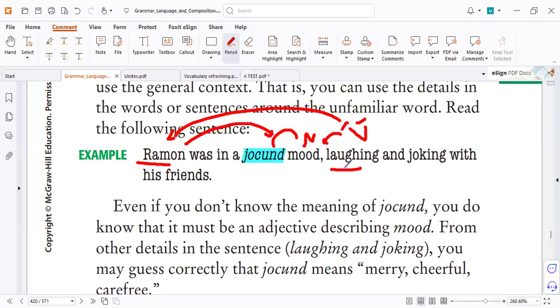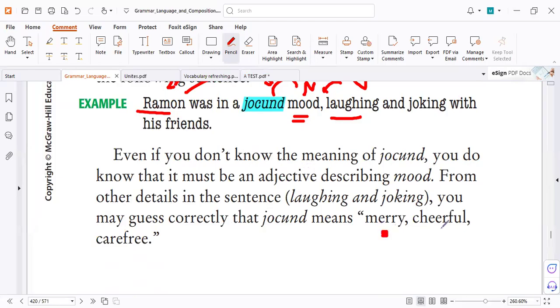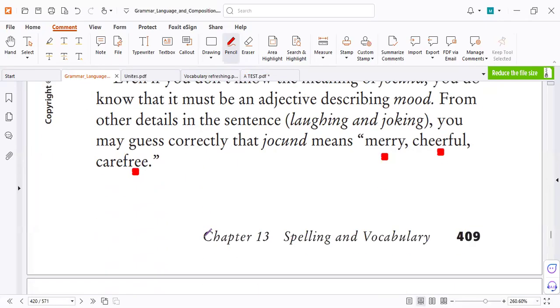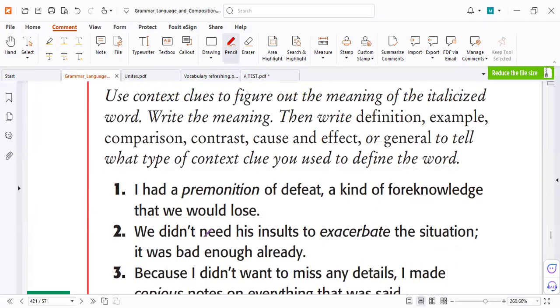So who was laughing and joking? He. So how about the mood? If you laugh and joke, it's a positive mood, not negative. So any negative answer is deleted. So it can be merry, cheerful, carefree, not concerned, this way. So it's like that in general.